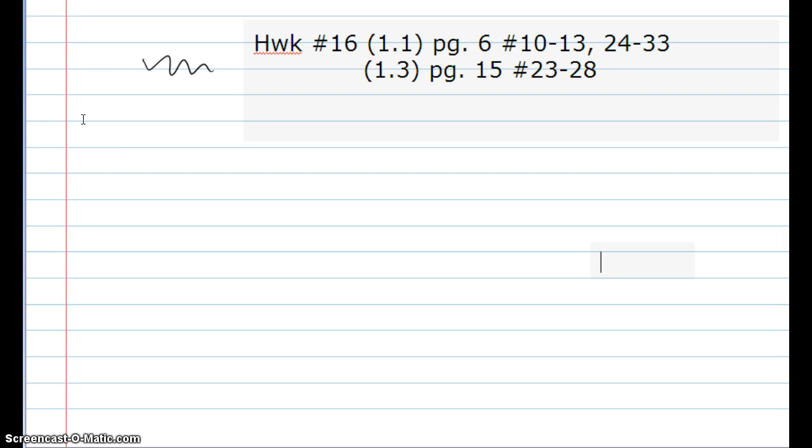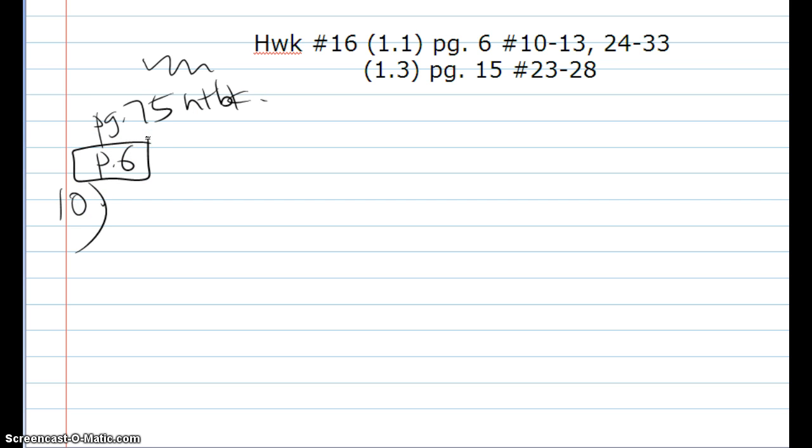We're looking at our homework tonight. This homework is going to be completed on page 7. Let's go ahead and start on number 10. That's on page 6 in your textbook.